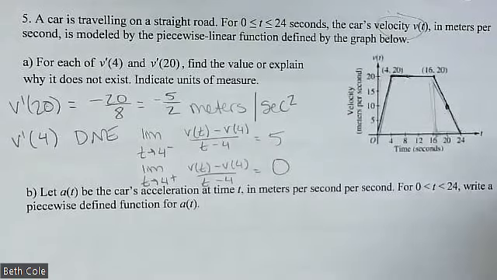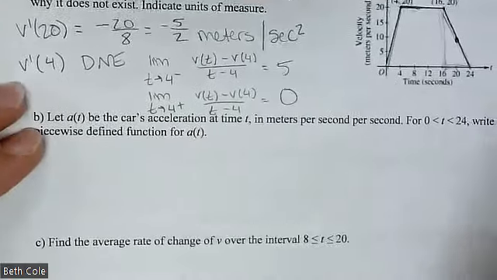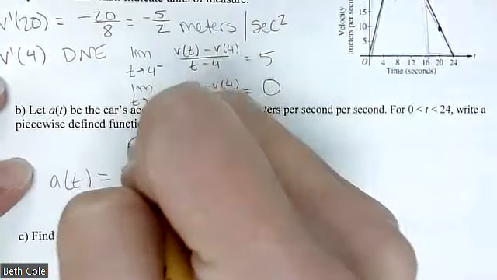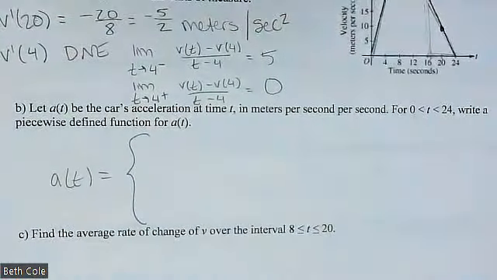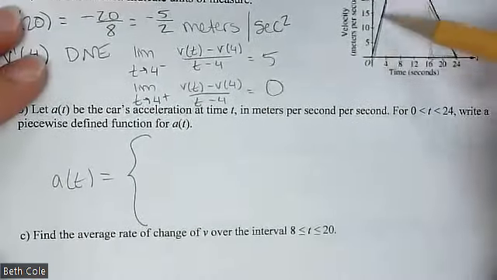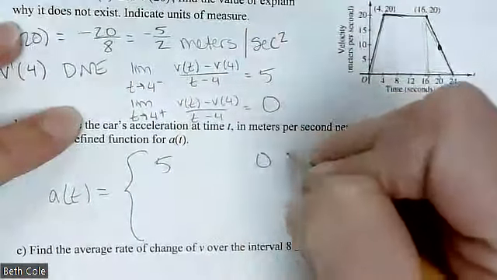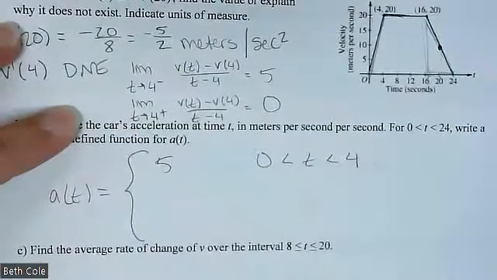That's it. All right. Let a of t be the acceleration. Write a piecewise defined function. This sounds difficult, but it's actually pretty easy. And we did almost all of it already. How many pieces do you think are going to be in the piecewise function? 3. And derivative means slope. So if we're going from velocity to acceleration, that's a derivative. What did we say was the slope of the first piece? 5. And that goes from 0 to 4.